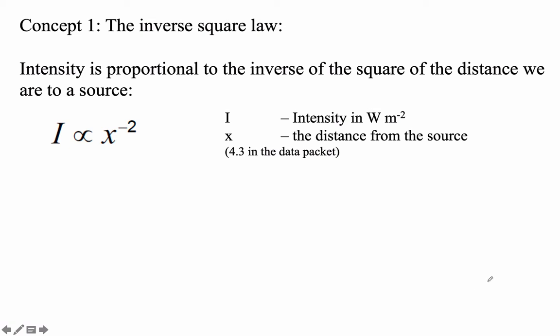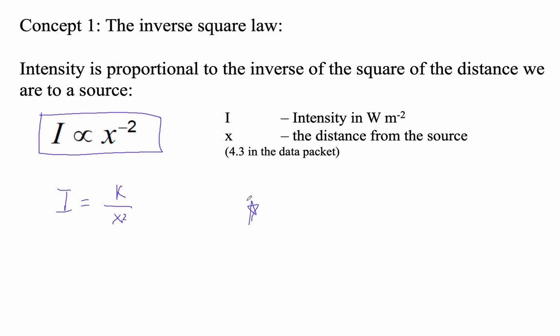All right, so concept one is something that looks like this in section 4.3 of your data packet. This is what they tell you. What they're saying is that the intensity is some constant divided by x squared, where x is the distance you are from a source.